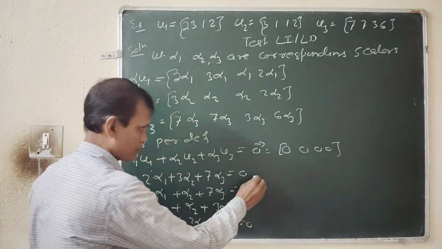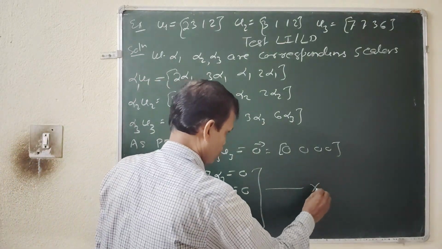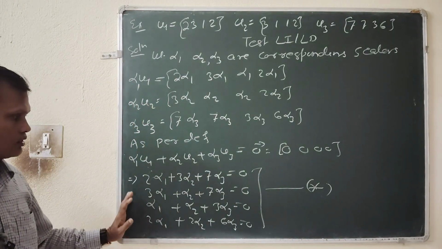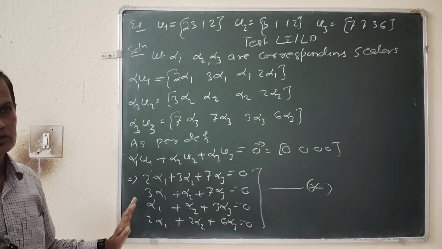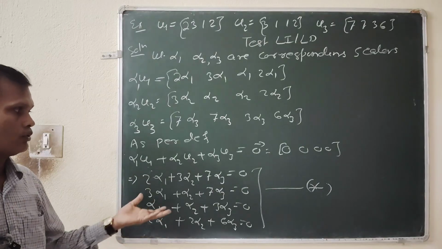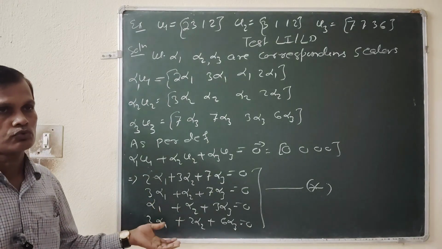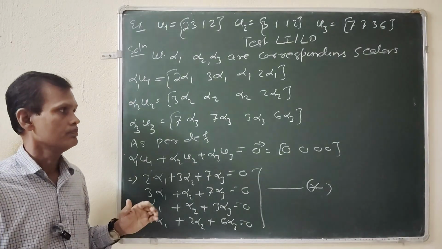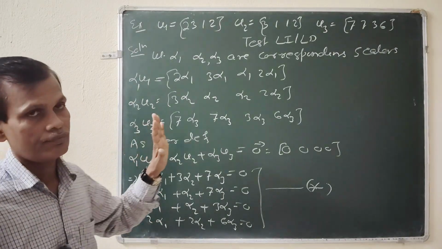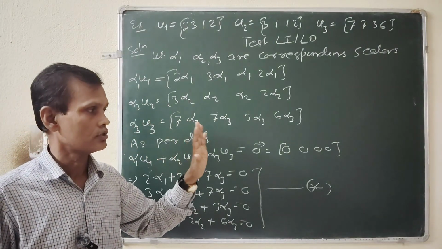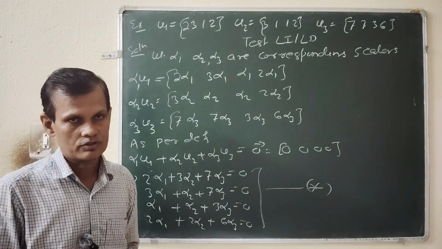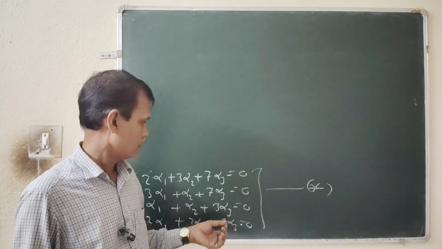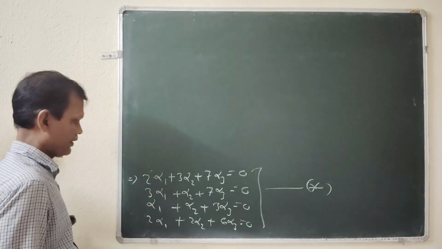Okay, so now what do we get? This is a homogeneous system of equations. Once we get the homogeneous system of equations, you know how to solve it, which we have already discussed in my previous video. I will give the link below. That is solution of homogeneous system of equations by Gauss elimination. You can refer to it. Now for this system of homogeneous equations, consider the corresponding matrix.